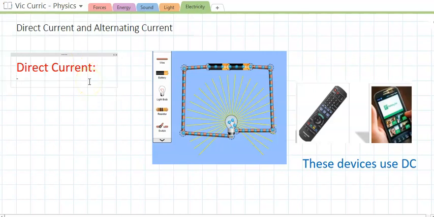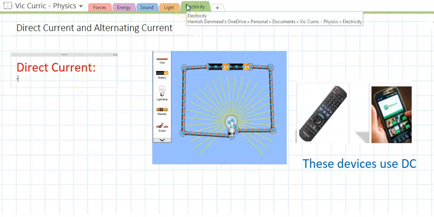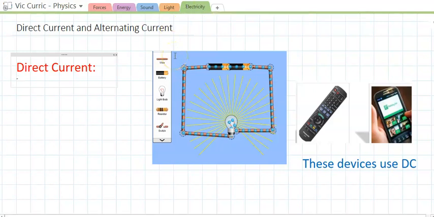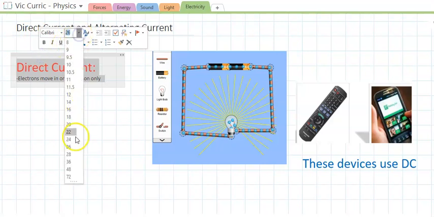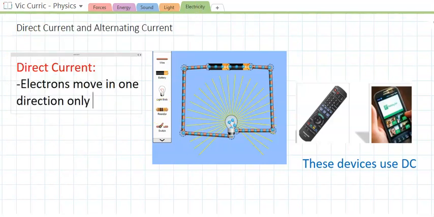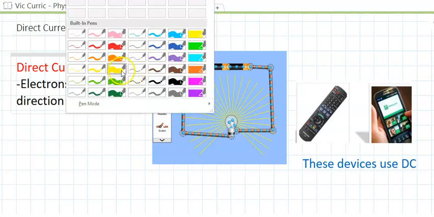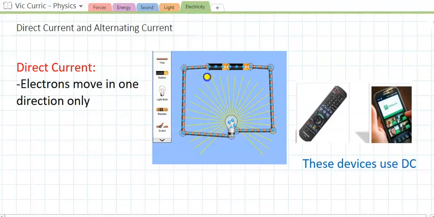So in direct current, the electrons move in one direction and they continually move around the circuit in just one direction only. So electrons move in one direction. We've looked at these kind of circuits before. You've made them in the circuit builder.